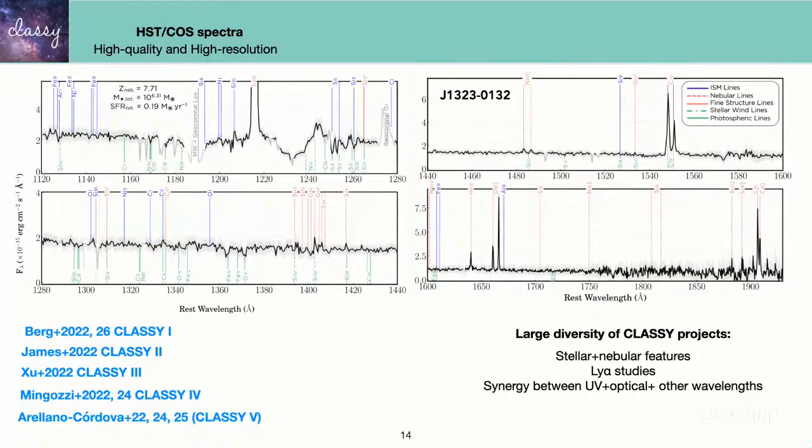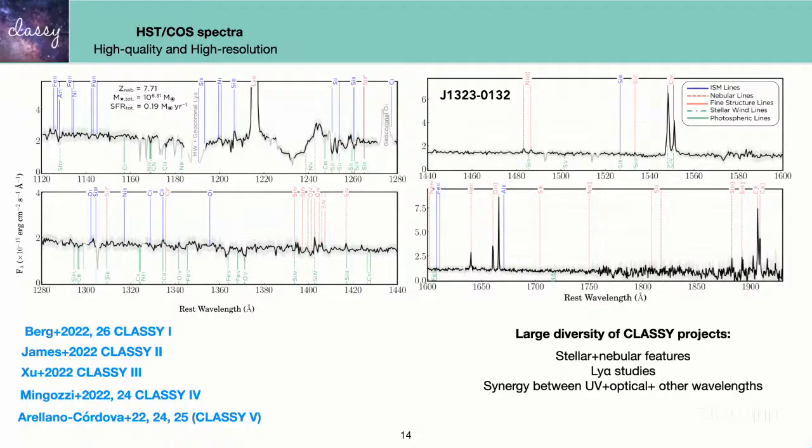But we also have other lines from which you can derive different conditions of the gas, like the neutral abundances, and other properties, studies with Lyman alpha and everything. I have here only a very old list of the papers, but CLASSY is still working on different topics.